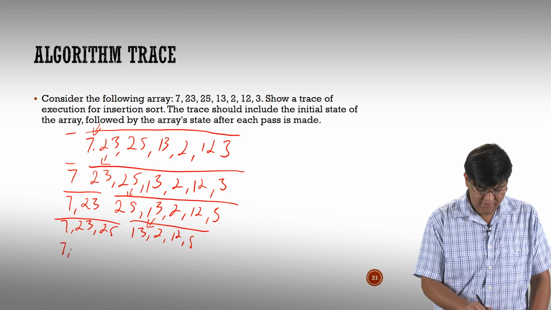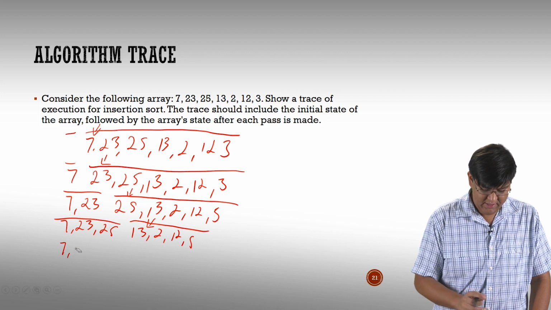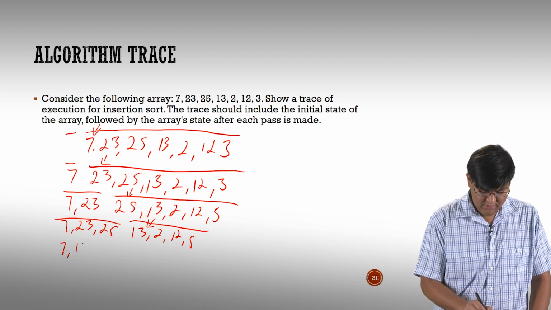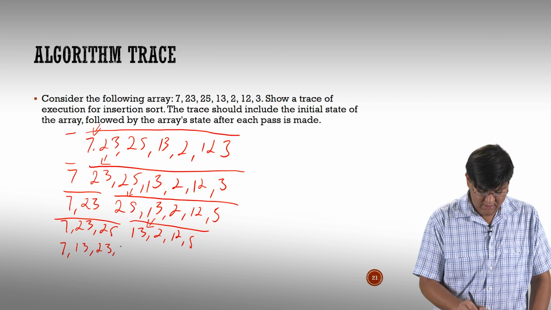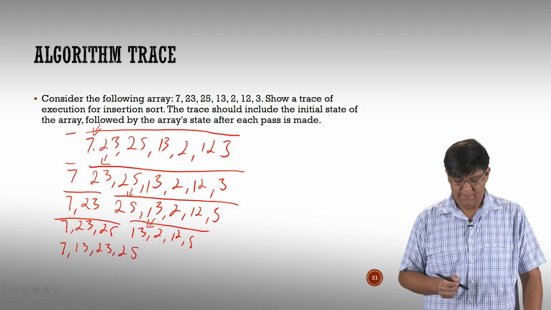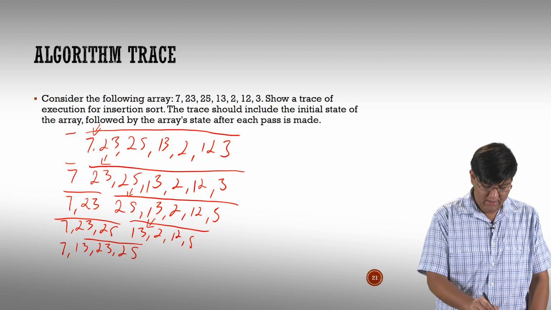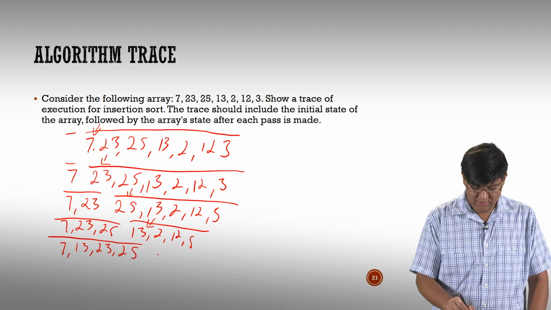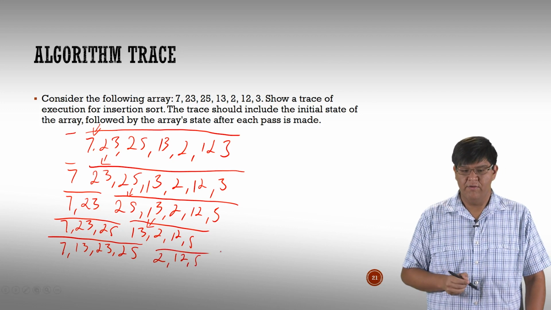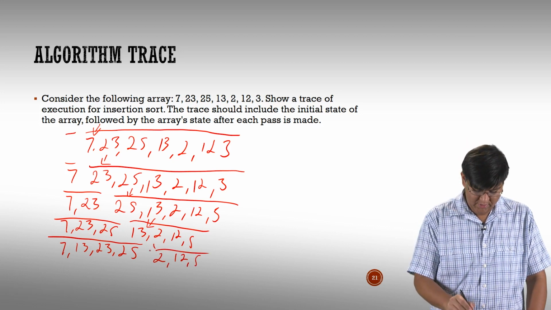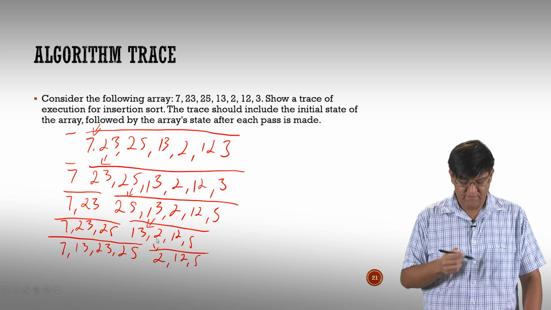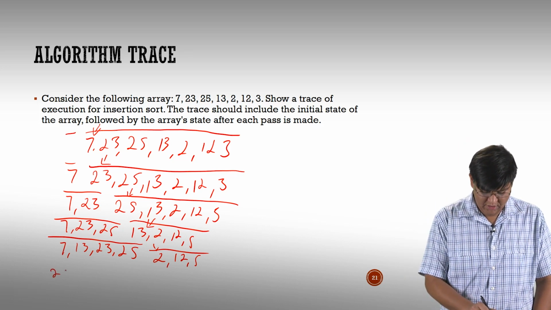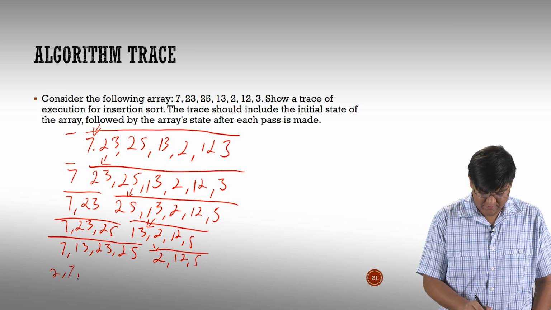So here, if I were to draw this in, let's see, 7, 13, 23, 25. Okay, that's now my sorted region, and then my unsorted region is 2, 12, 5. We'll do that one more time. So now 2 is the one I'm looking at. This one is going to take a lot of work. I have to shift it all the way to the left. So you can imagine I'll do like 4 different exchanges.